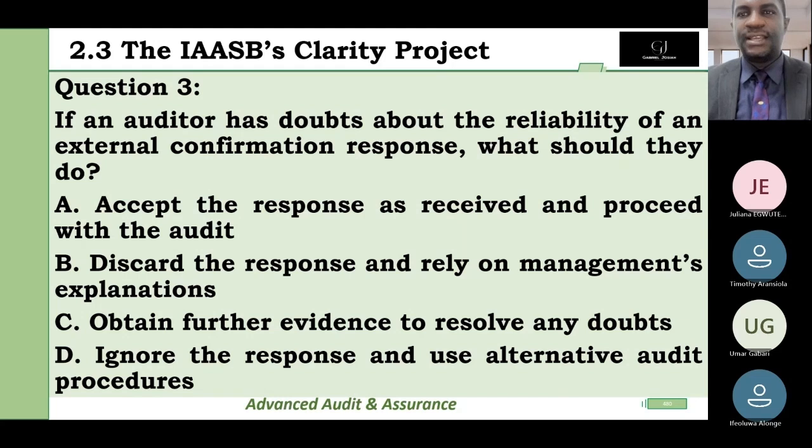If an auditor has doubts about the reliability of an external confirmation response, what should they do? A, accept the response as received and proceed with the audit. B, discard the response and rely on management's explanations. C, obtain further evidence to resolve any doubts. D, ignore the response and use alternative audit procedures.